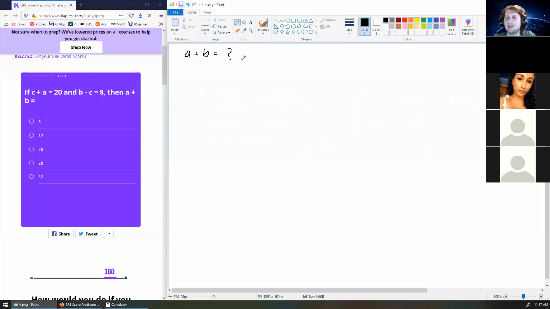Right. So let's write out the things that we know first of all. C plus A equals 20, and B minus C equals 8. So these are two equations that we can do some substitutions on to free up some of the variables, right? So we would write C plus A equals 20.